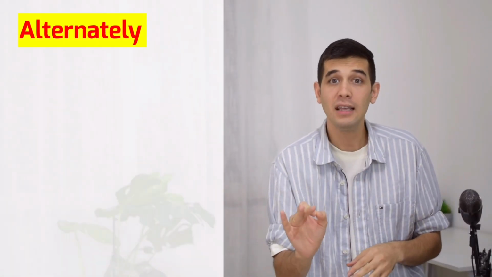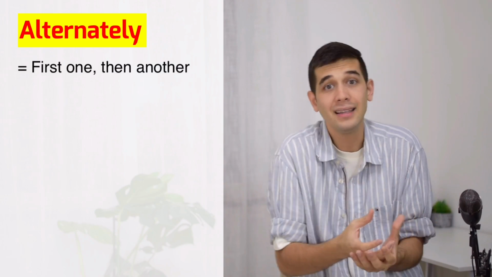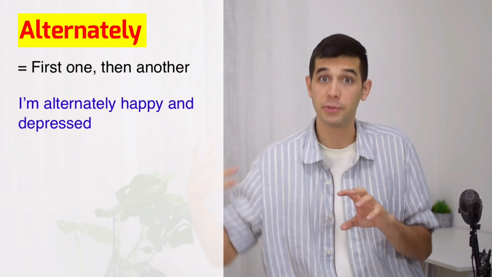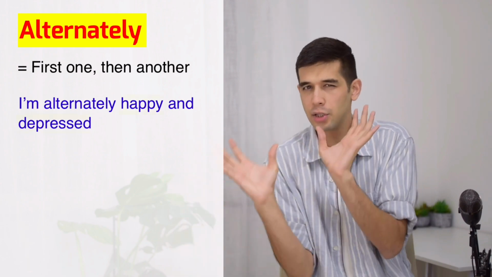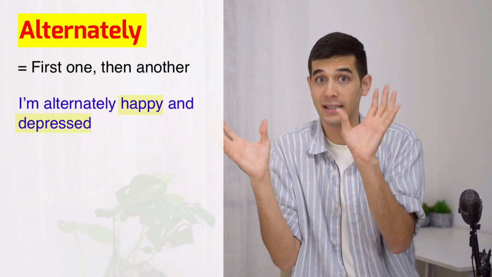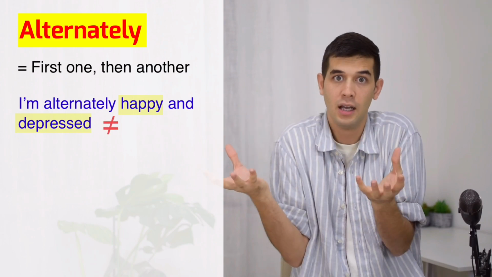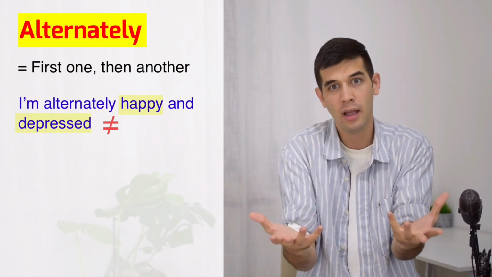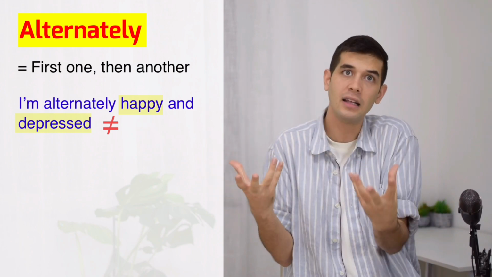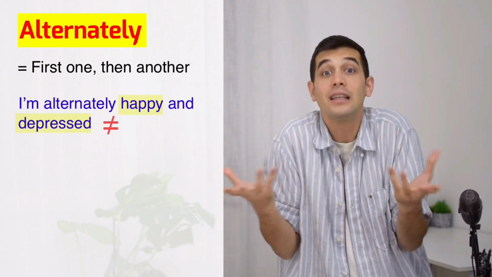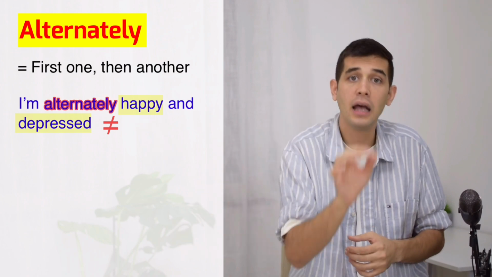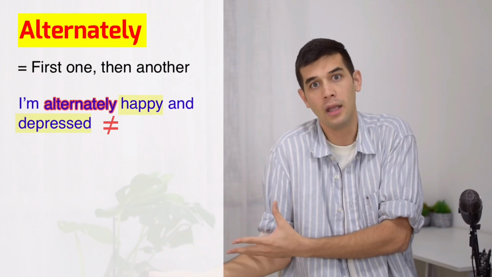Well, alternately means first one, then another. I'm alternately happy and depressed. You see, there are two different adjectives, happy and depressed, and these two are opposites, right? But I have both feelings at the same time. Has this ever happened to you? That you feel happy, but on the other hand, you kind of feel sad. In this case, you can say alternately. Alternately happy and depressed. It means first I'm happy, but then I'm depressed.